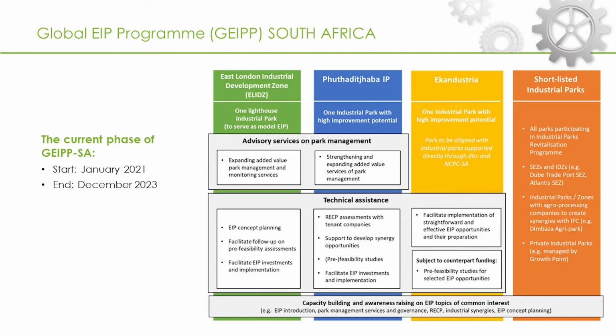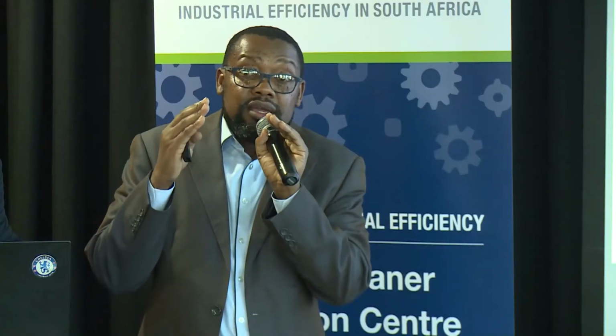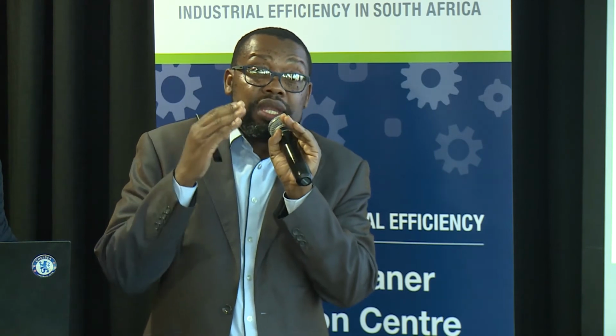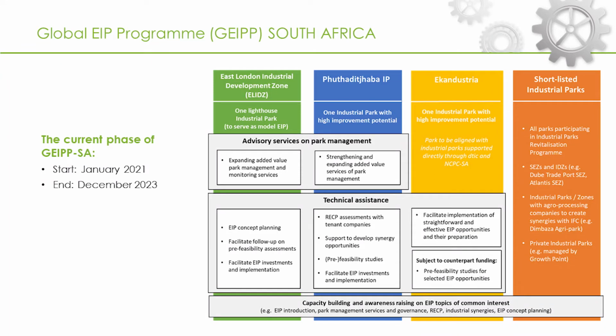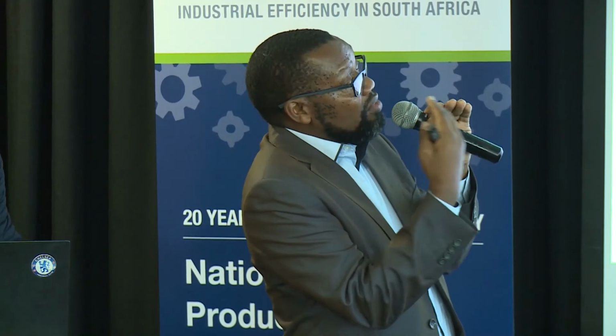When the project started, we had a sample space of up to 13 industrial parks that we did specific scoping or specific assessment on to identify the pilot industrial parks. And out of that sample space, 3 industrial parks were identified, and these were East London IDZ, which is in this case regarded as a lighthouse industrial park because of where it is currently in terms of applying or conceptualizing eco-industrial park approaches. And then the second one was Putadichaba Industrial Park, and the third one is EcoIndustrial.